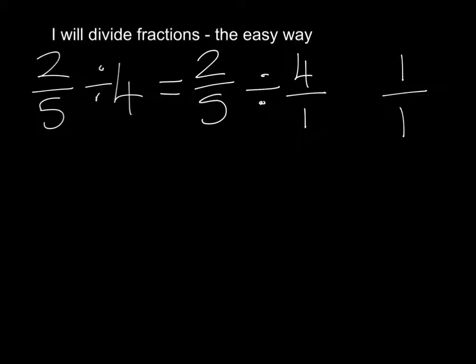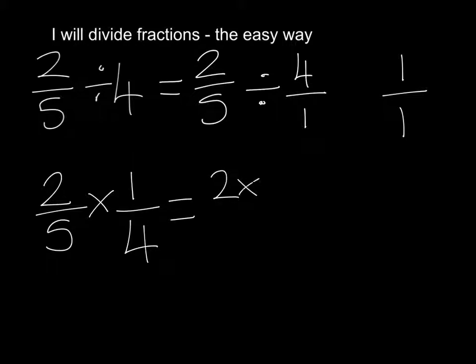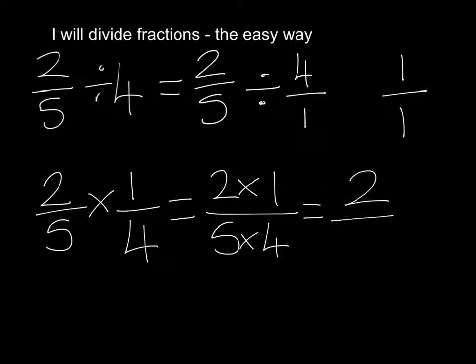Okay? So now what I'm going to do is multiply by a fraction instead. So the trick is 2/5. Instead of dividing by that 4, I'm going to multiply by 1/4. Using the method that we know for timesing our fractions, I can look at 2 times by 1 over 5 times by 4, which is 2/20ths, or 1/10. And that's much, much simpler.